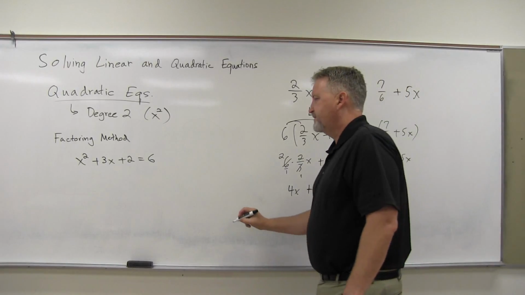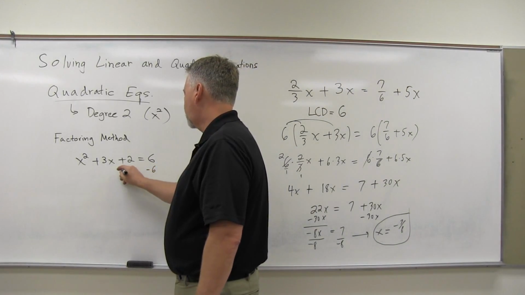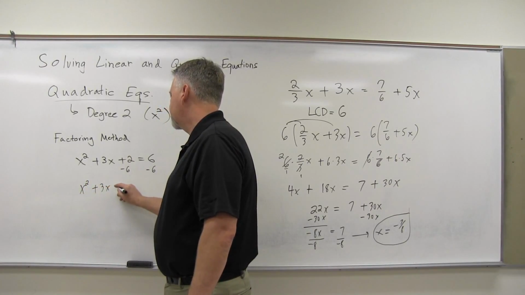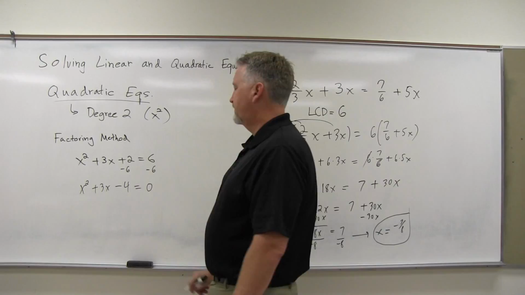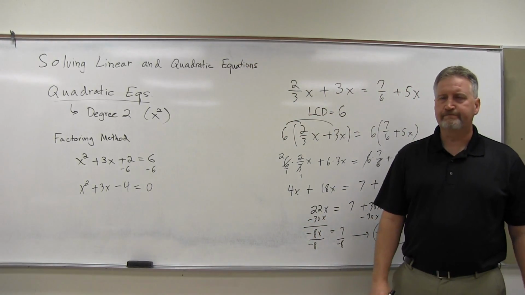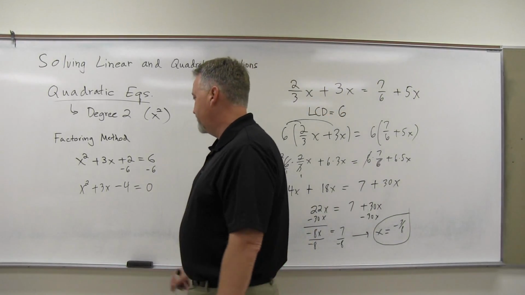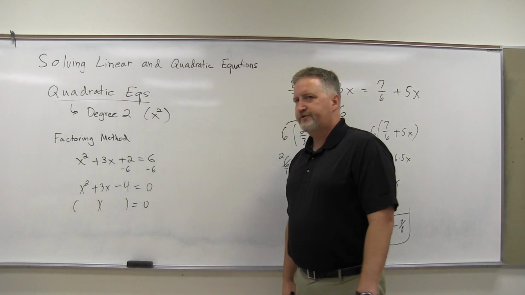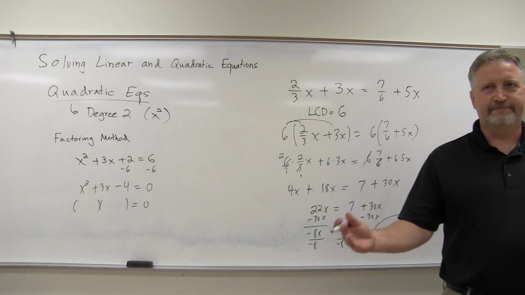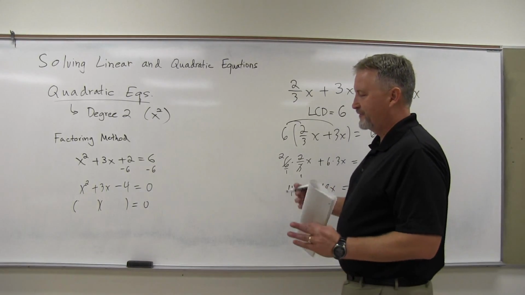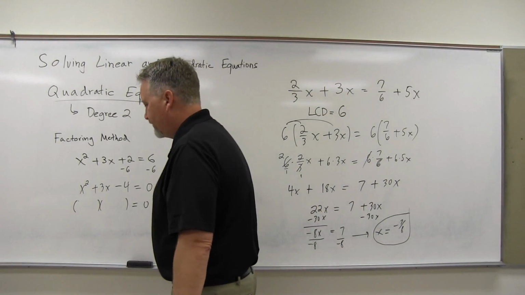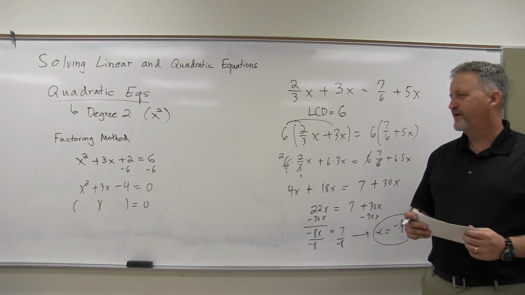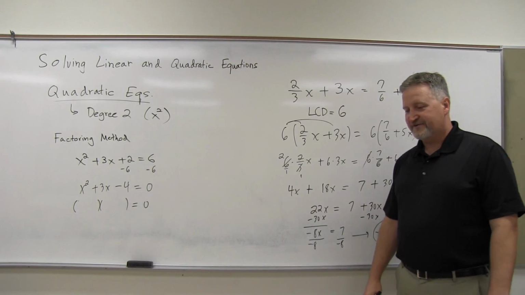So you've got to make one side 0 for this factoring method to work, and so let's do that first of all. I'm going to subtract 6 from both sides and make the right hand side be 0. Then that's when our factoring will kick in. We've got a trinomial. I'm not here going through and teaching how to factor. Hopefully you know a little bit about that. Maybe a little bit rusty, but hopefully along the way you'll get less rusty.